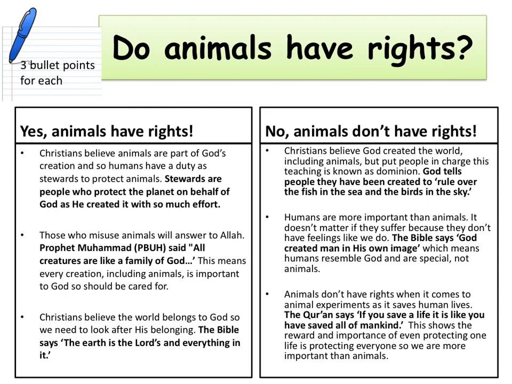Another argument could be that humans are just more important than animals. It doesn't matter if animals suffer because they don't have feelings like we do. In the Bible it says God created man in his own image. This means that people resemble God and are special. It doesn't say the same about animals. We have got more right to be alive than animals do. Finally, animals don't have rights when it comes to animal experiments because it saves human lives. In the Quran it says if you save a life, it's like you've saved the whole of mankind. This shows that the reward and importance of even protecting one life is protecting everyone, so we are more important than animals.